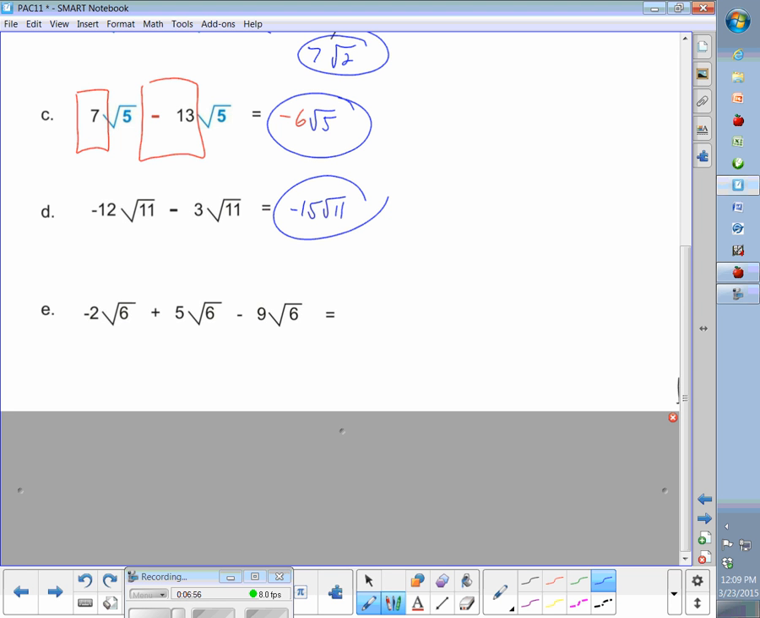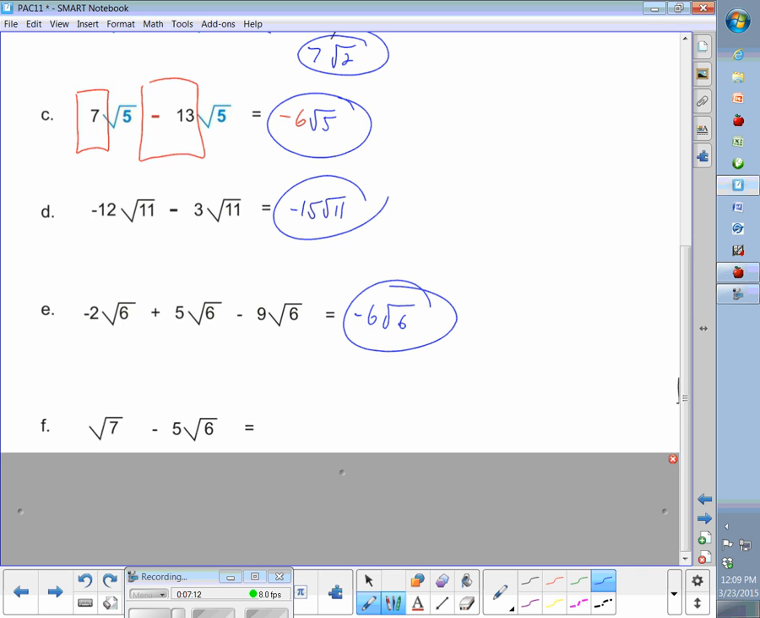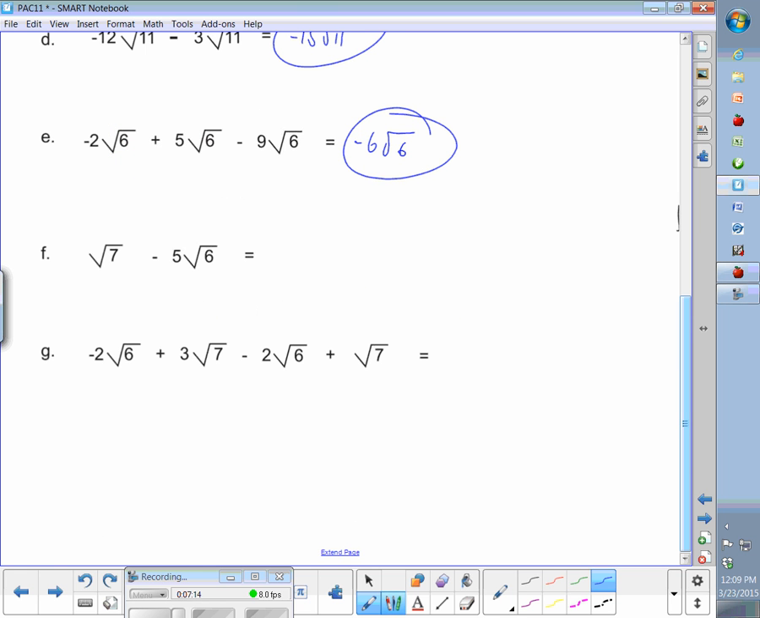Negative 6 times the square root of 6. Let's see, a negative 2 of them and a positive 5 of them is a positive 3 of them. Positive 3 of them and a negative 9 of them is, yes, a negative 6 of them, right? These are easy. Okay. Let me get rid of my screen here so I can go higher.